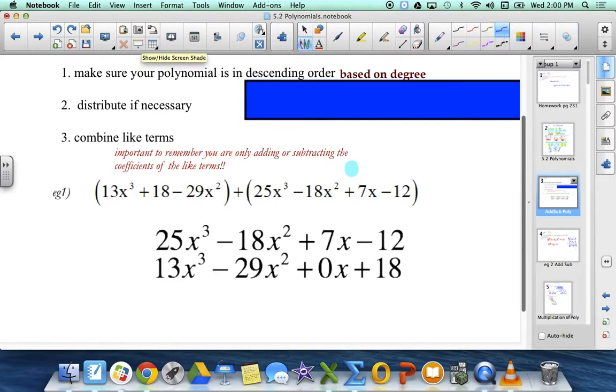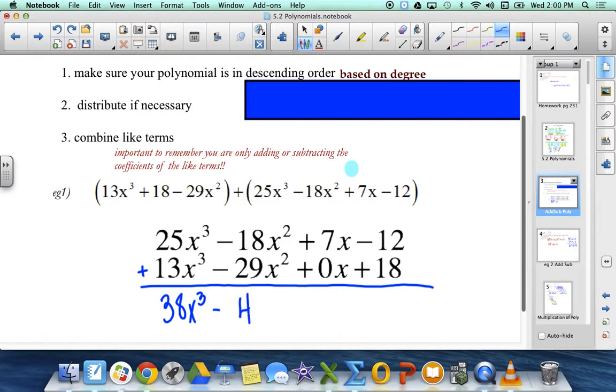So then we want to add these together. And like I said, we're only adding the coefficients. So we get 38x cubed minus 47x squared plus 7x plus 6.